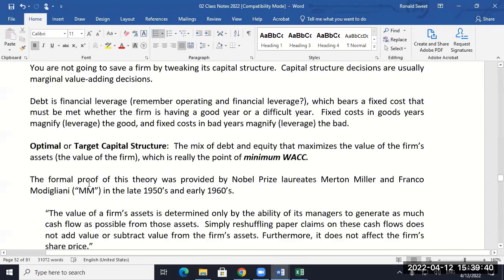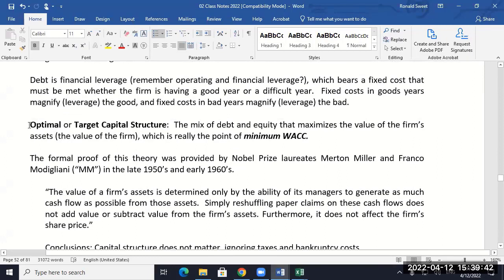Okay, so given all of that, we're going to get into this question: is there an optimal capital structure? Is there something we can do between debt and equity that we can maximize the value of this firm? And the maximum value of the firm is wherever the cost of capital is at its minimum. All right, so is there a solution?